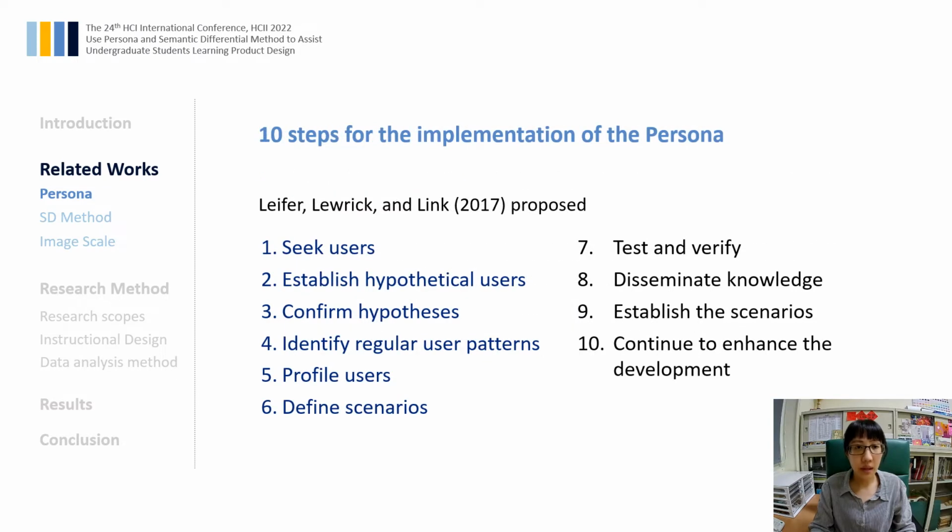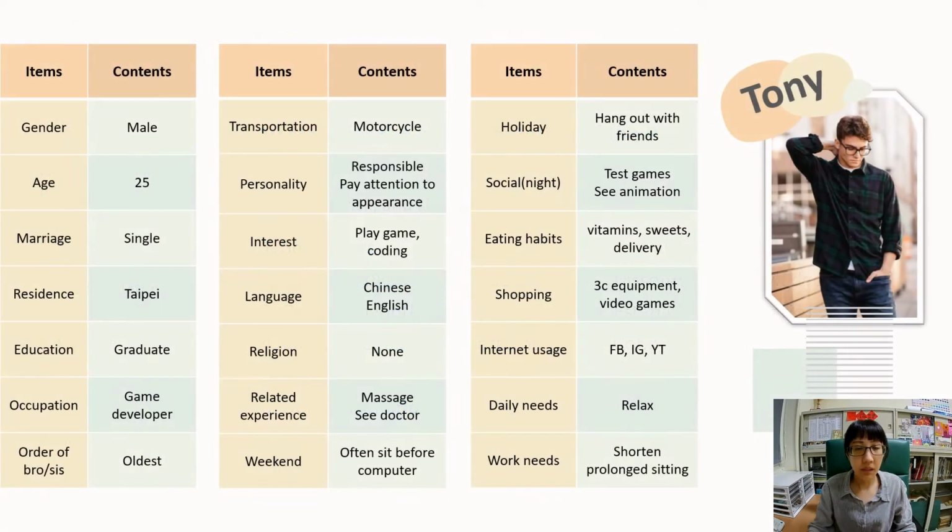There were 10 steps for the implementation of persona, and we asked students to finish the top 6 steps. That is, pick users, establish hypothetical users, confirm hypotheses, identify regular user patterns, make the user profile, and finally define the scenarios. This is one of the examples of how one student made their persona profile, you can see.